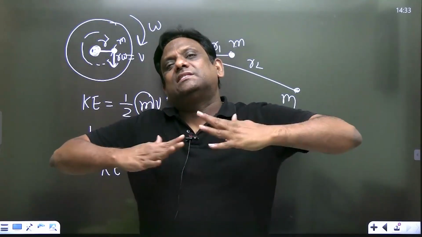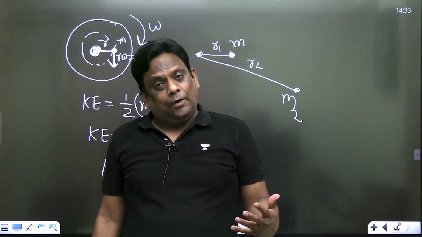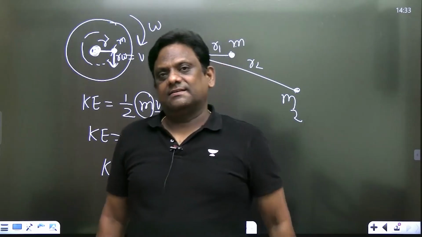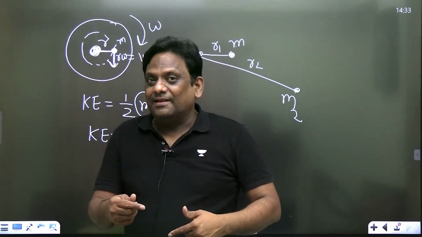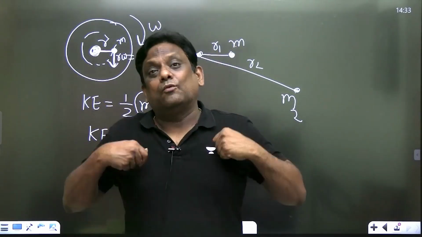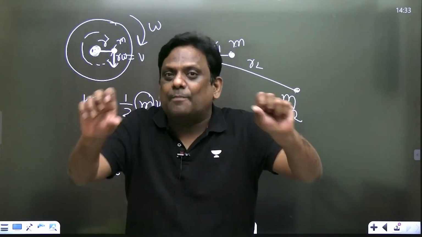If more mass is distributed away, then it will have more moment of inertia. That's why flywheels, and the wheel of a cycle, have more mass away from the center. So starting may be easy, but once it starts, it has more inertia. Therefore, stopping is not that easy.